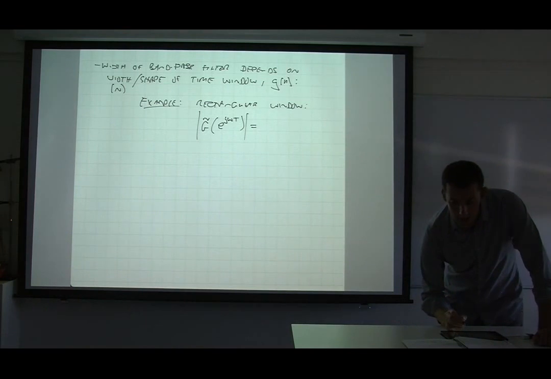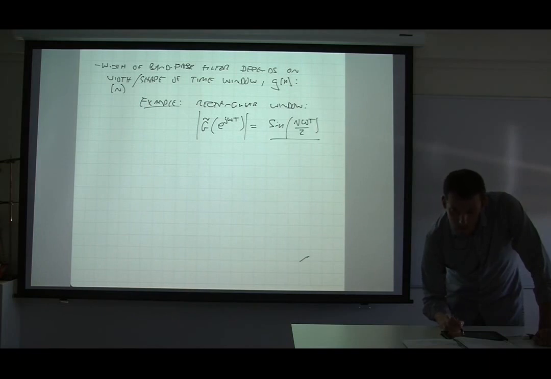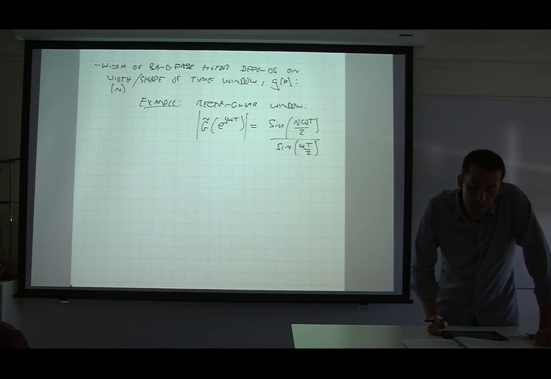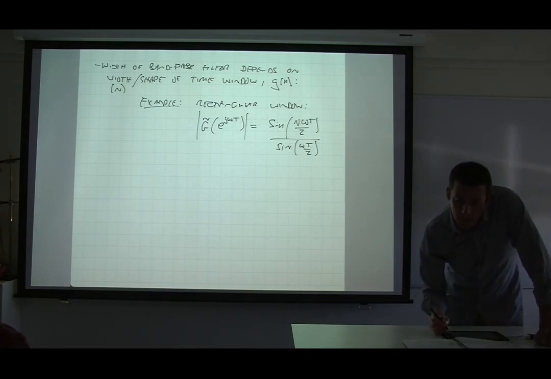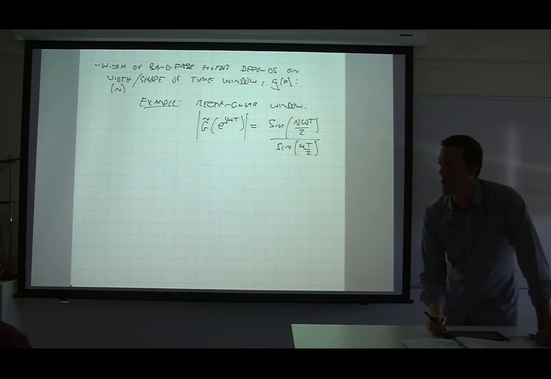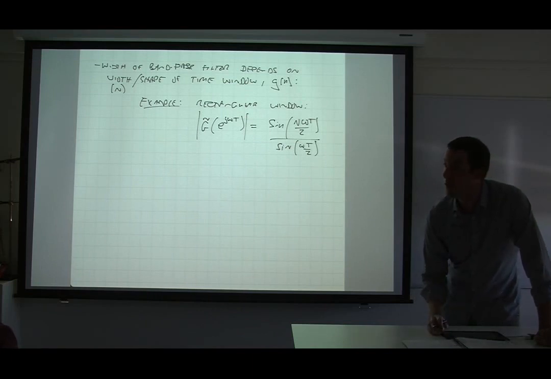And the answer that you'll get when you do that is sine of n omega T over 2, all divided by sine of omega T over 2. As I look at it, I'm second guessing myself because it's not quite a sinc function. But you have the notes in front of you. Is that what's written in the notes for that part? Can you see the Z transform of a rectangular window?